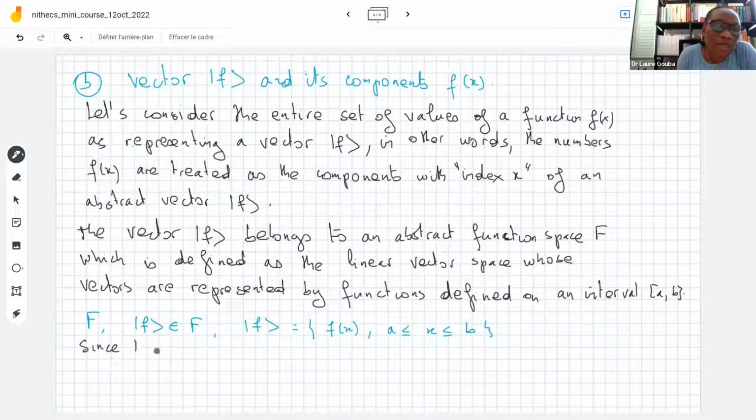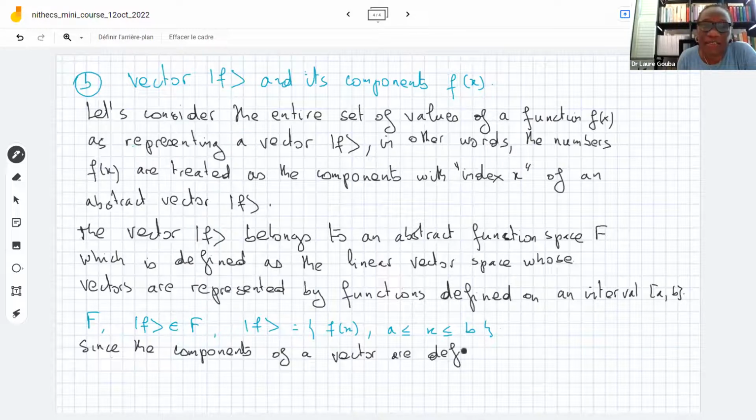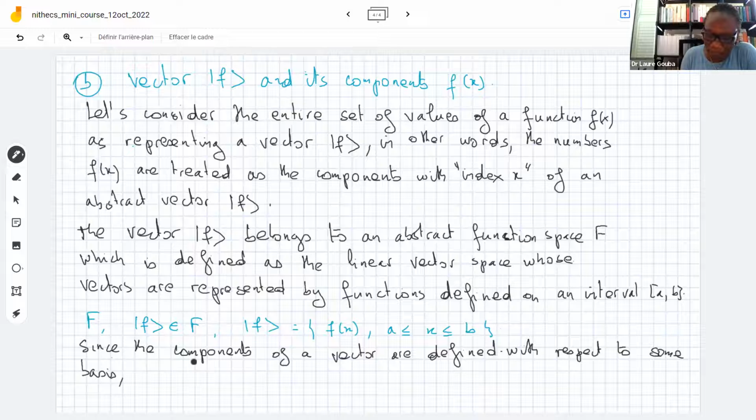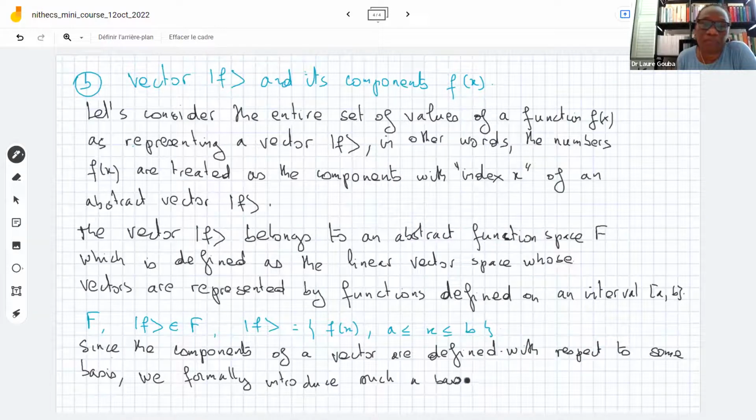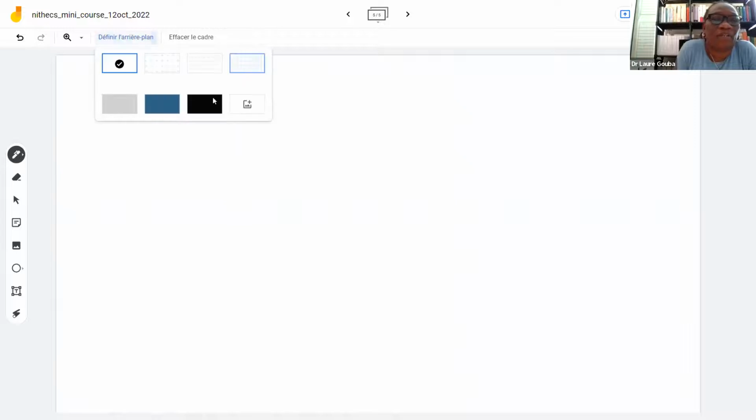Since the components of the vectors are defined with respect to some basis, we formally introduce such a basis. In other words, what would be the basis that we will consider here for these vectors?